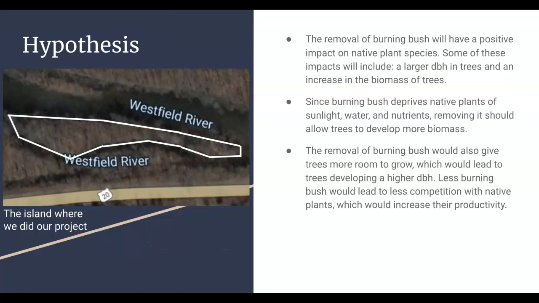We hypothesized that by removing the burning bush, it will have a positive effect on the native plant species found in the test area. Some of these impacts could include a large DBH in trees and an increase in their biomass, since burning bush deprives native plants of their sunlight, water, and nutrients. Removing it should logically allow the trees to develop more biomass.